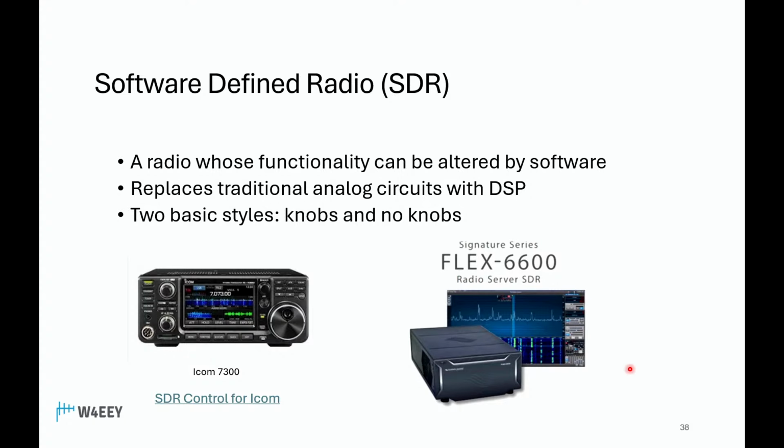And there are 2 flavors, really, of SDR. There's what I like to call a radio with knobs, like the 7300, or a radio without knobs, like the Flex 6600. You don't see any knobs on this radio. They have something called a Maestro that can be interfaced to it, or you can run it from a computer. So those are the 2 flavors that we have today.